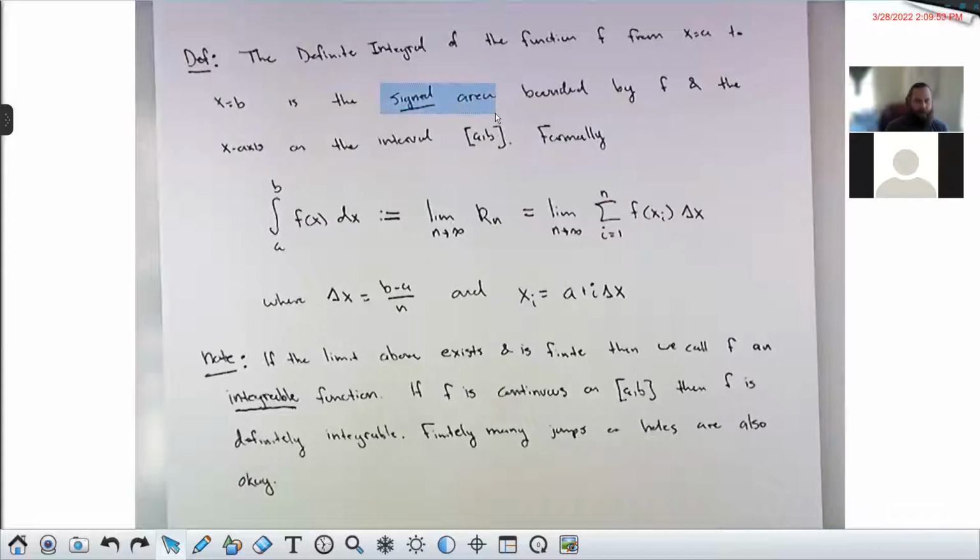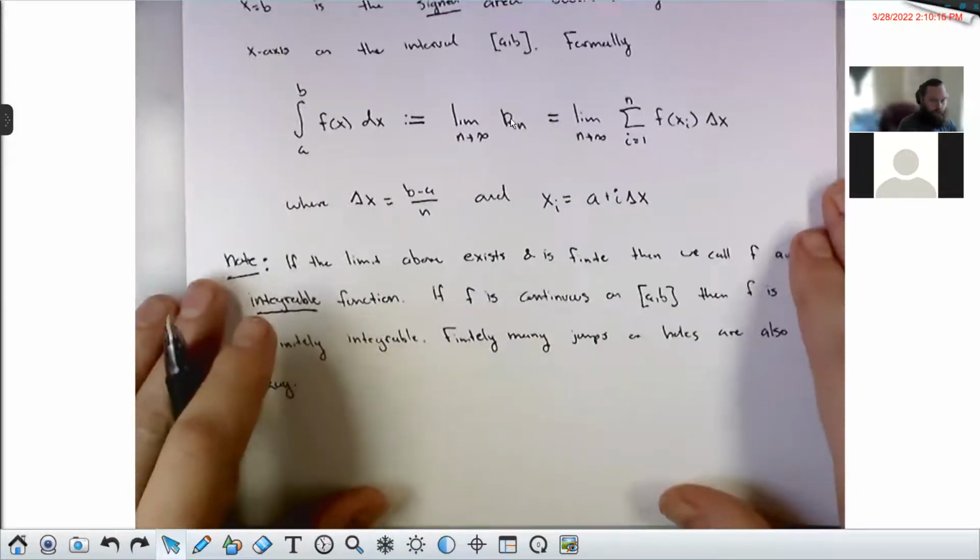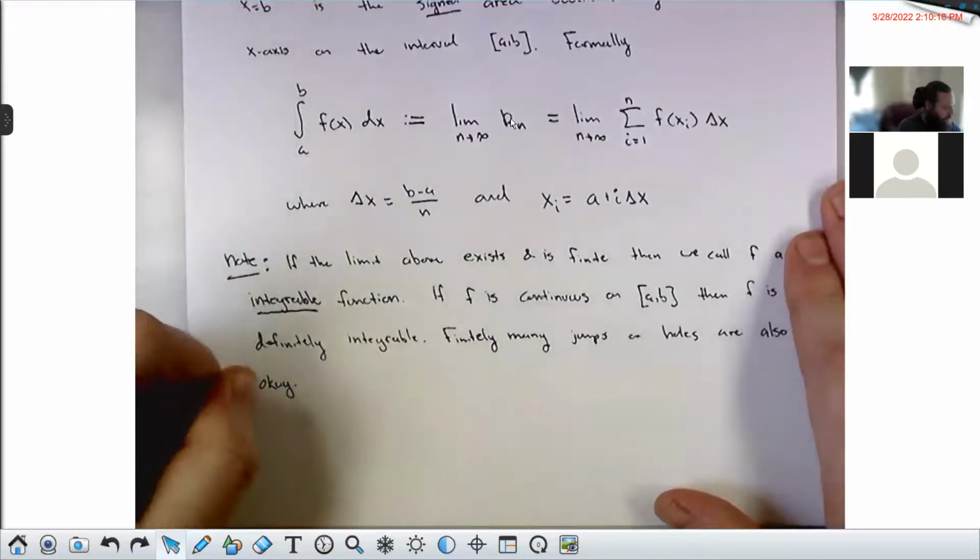Signed area. All right, so that's the relaxation of continuity, right? I don't need my function to be continuous anymore. I don't need my function to be positive anymore either, and that's where the term signed area is coming from. So what I mean by signed area is that area which is beneath the x-axis. So that's the note on continuity, second note here.